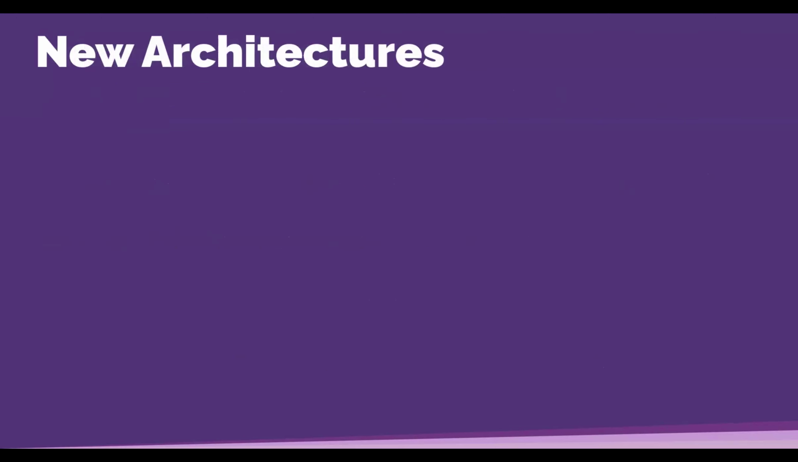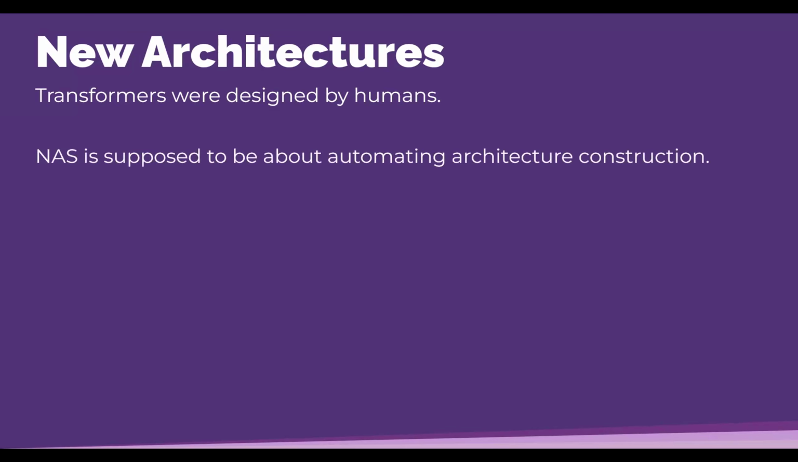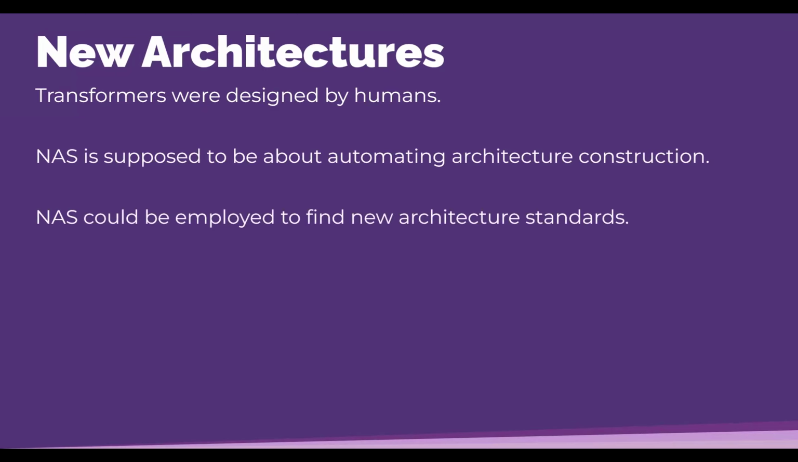So an interesting one that I heard at a different conference was, if everyone remembers a few years ago, transformers were all the rage. There were many papers that were talking about transformers. Transformers were the new big thing. They were designed by humans, or rather, the architecture was found by humans. But if NAS is supposed to be about automating architecture construction, why wasn't it employed to find it? Why didn't it find the transformer?